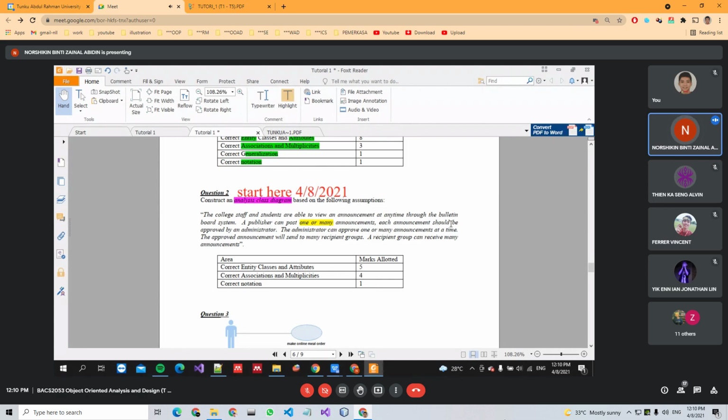So each announcement should be approved by admin. And then the admin can approve one or many announcements at a time. The approved announcement will be sent to many recipient groups. A recipient group can receive many announcements. So before, I only highlighted these few parts.